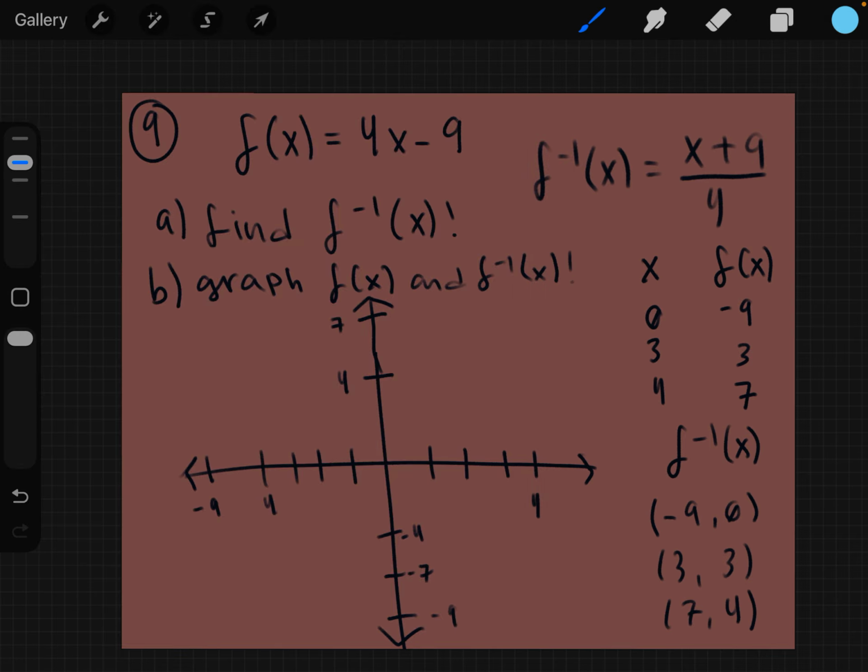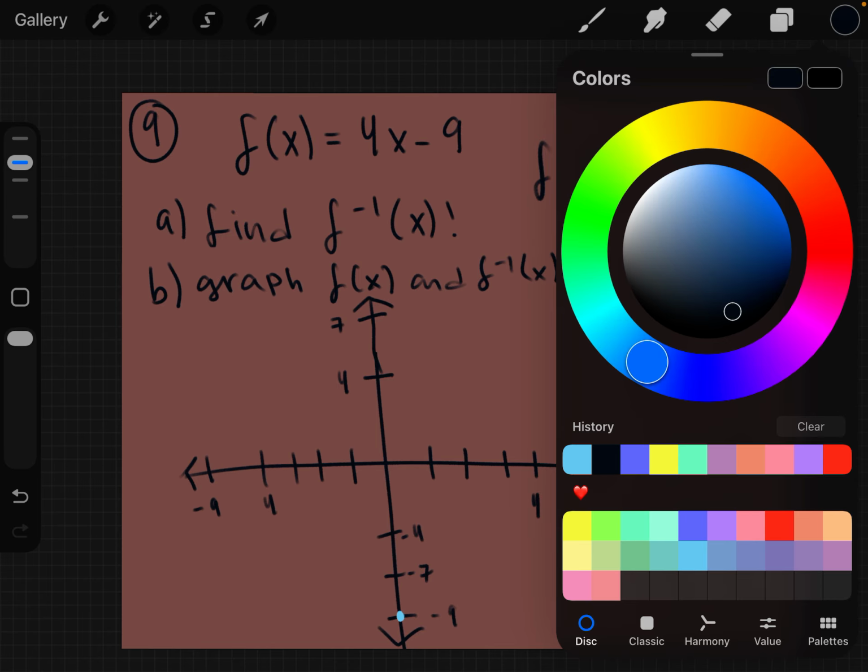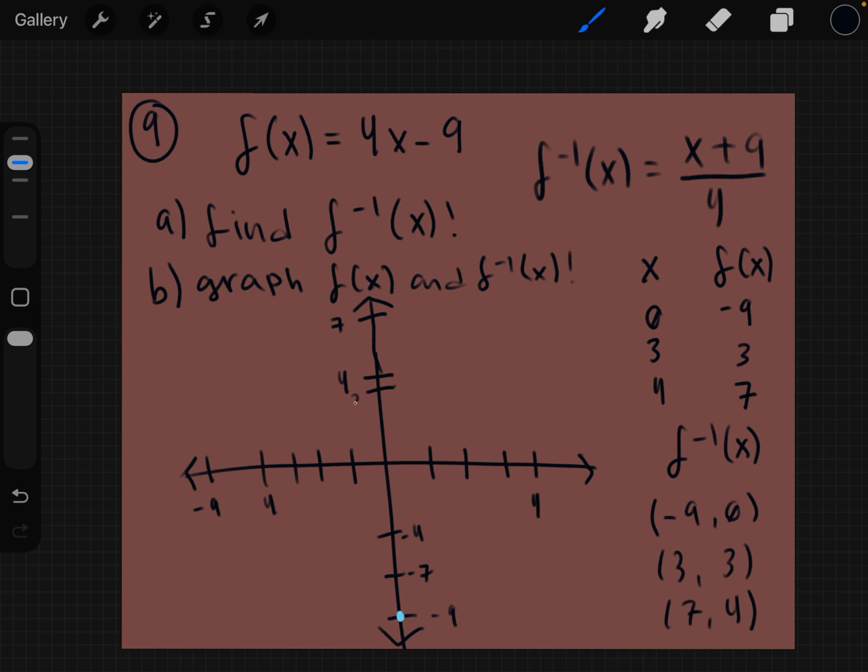Okay, blue for f of x, we've got 0 on x, negative 9 on y, 3, 3. You fool, you forgot to add 3. 3, 3, and then 4, 7. Connect those dots as best as you can. And that is f of x.